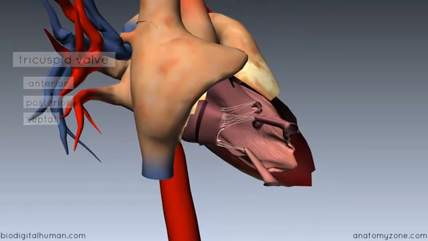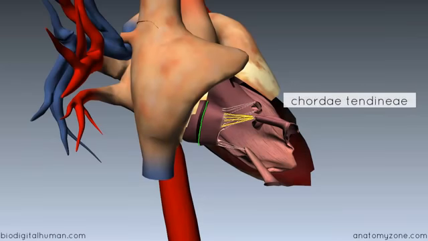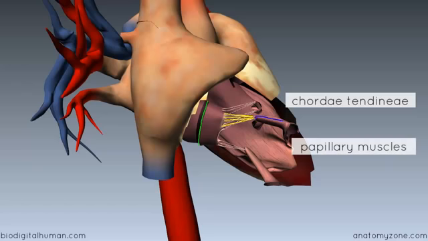At the base of these three cusps, you've got this fibrous ring which surrounds the atrioventricular orifice and gives support to it. And as you can see, these cusps have cord-like structures coming from them, attaching them to this muscle. These cords, which I'm highlighting here in yellow, are called chordae tendineae, and they attach to the tips of these muscles, which are called papillary muscles.